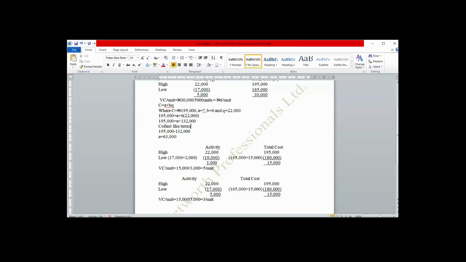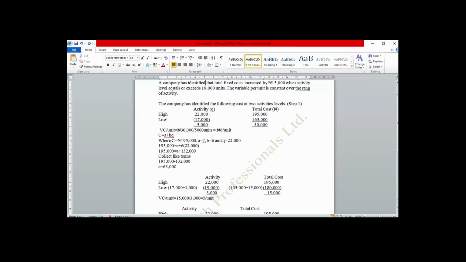You people are not on the same page. You are not following what I'm doing. The question says equals to or exceeds 19,000 units. We now use 17,000. Agreed. Now, we're told that the variable cost per unit is constant over the range of activity. That is, regardless of what the activity is, variable cost is the same, constant.